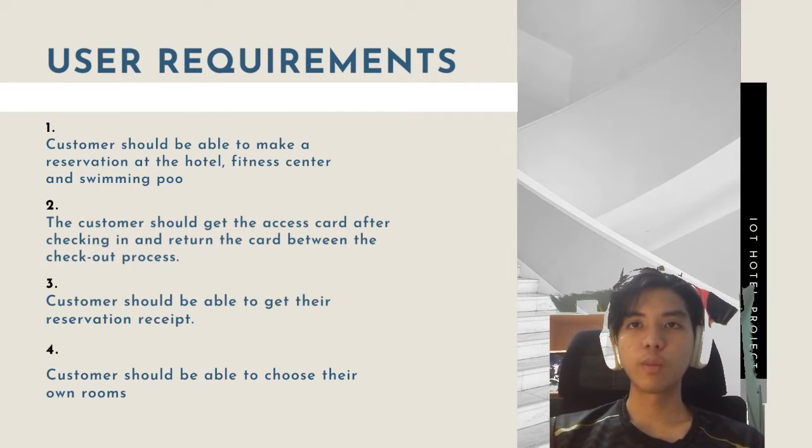Next, I want to talk about the user requirements. It specifies what the user expects the software to be able to do. The first one is customer should be able to make a reservation at the hotel, the fitness center and the swimming pool. The second one is the customer should get the access card after checking in and return the card during the checkout process. The third one is customer should be able to get their reservation receipt. The last one is the customer should be able to choose their own rooms.